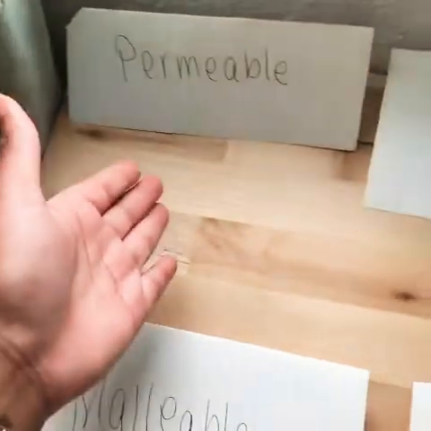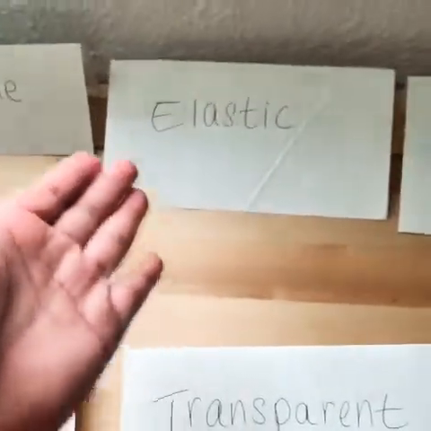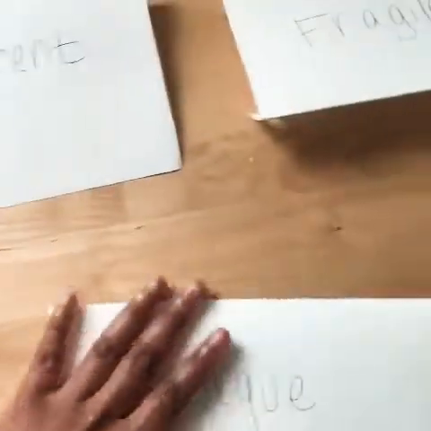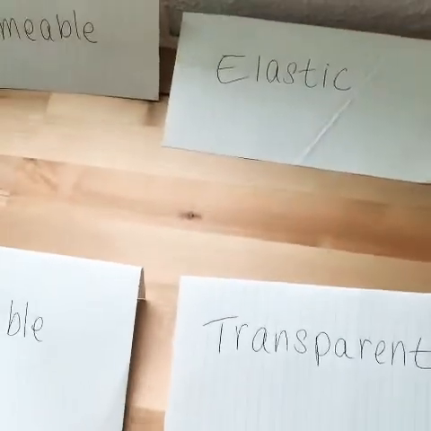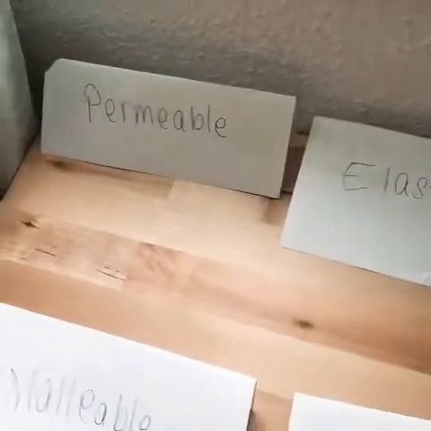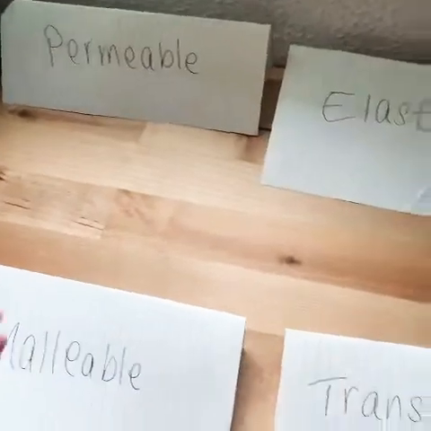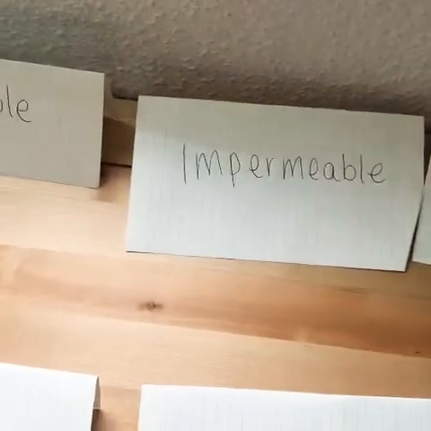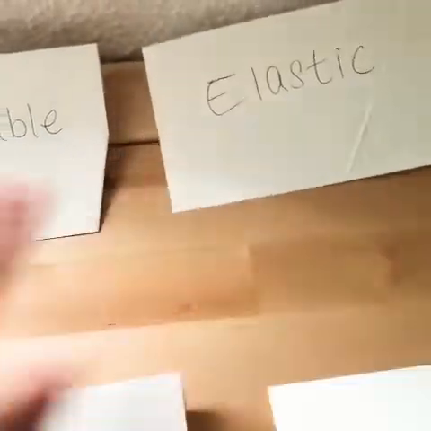So we have permeable, elastic, impermeable, malleable, transparent, fragile, strong, and opaque. So let's talk a little bit about these properties here. Permeable objects allow water to pass through. If it is impermeable, that means that water cannot pass through. It's very resistant. It makes it difficult for water to pass through.